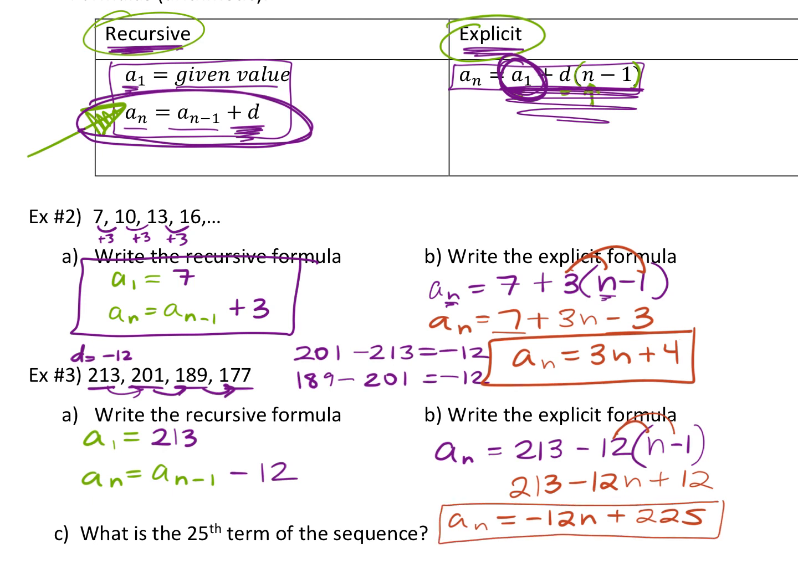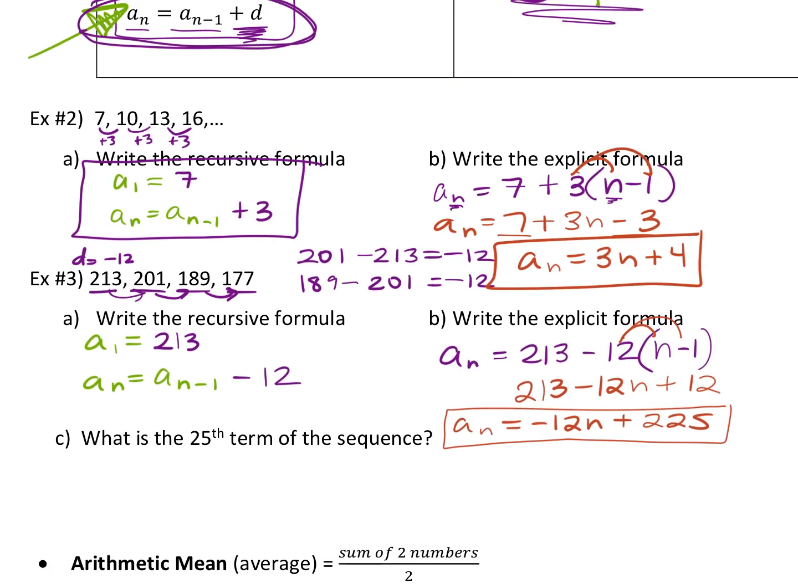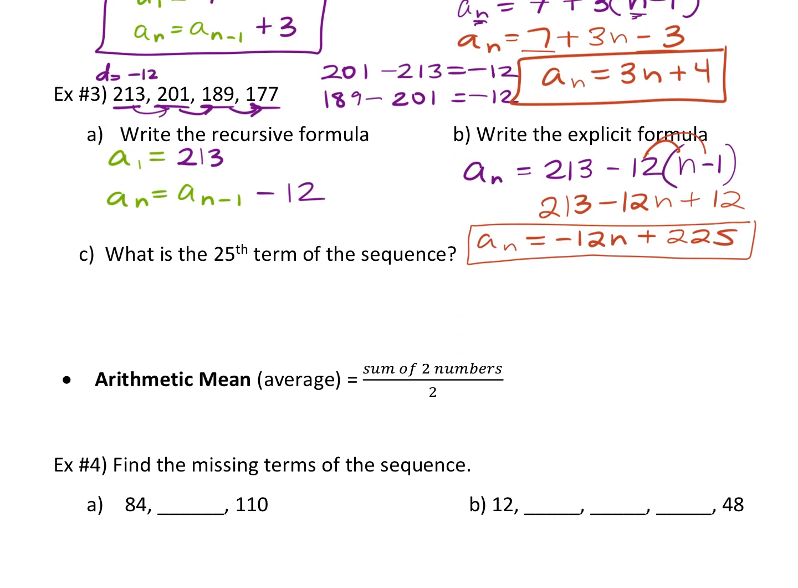Okay, here's why I say simplify. Question C, it says, what's the 25th term of the sequence? Does it make more sense to do that here or here? Recursive or explicit? Explicit, right? The explicit one is where you can plug any number you want into the formula and you'll find your answer. The recursive, you'd have to find the first, second, third, fourth, fifth, sixth, seventh, eighth, all the way up to the 25th term. That's annoying, okay?